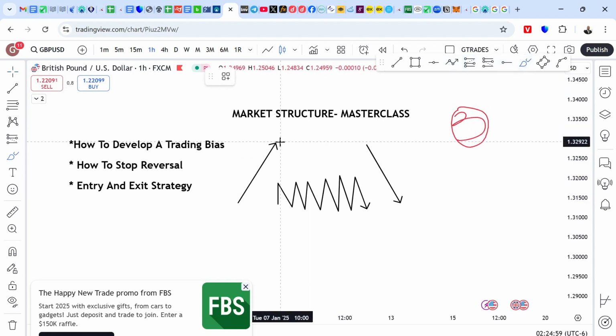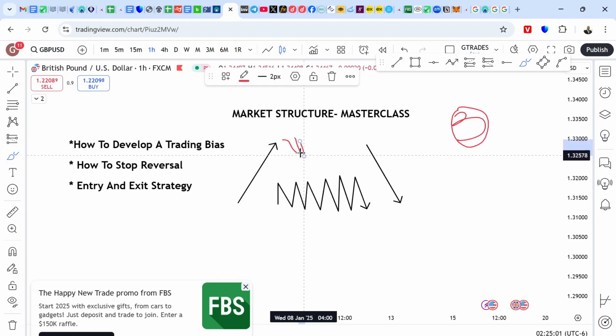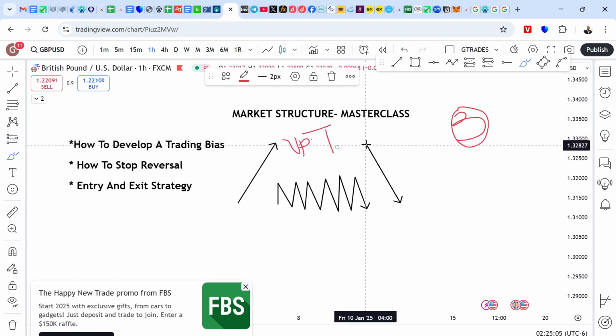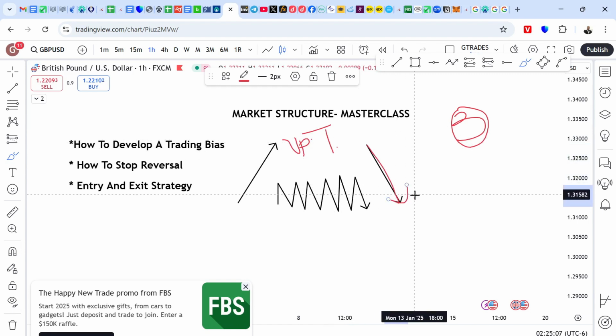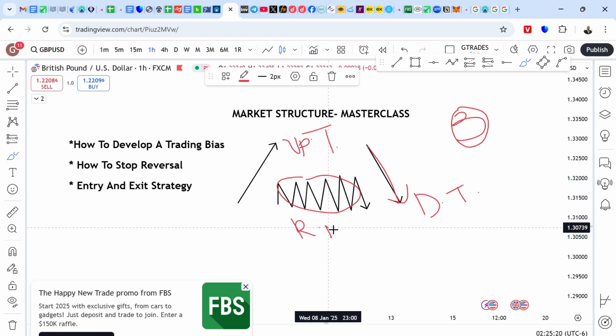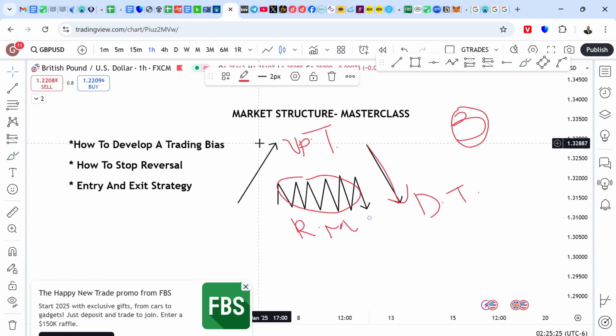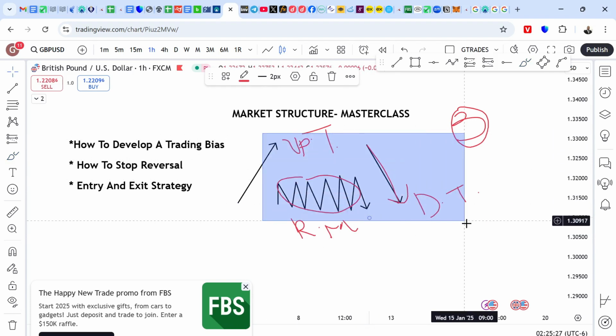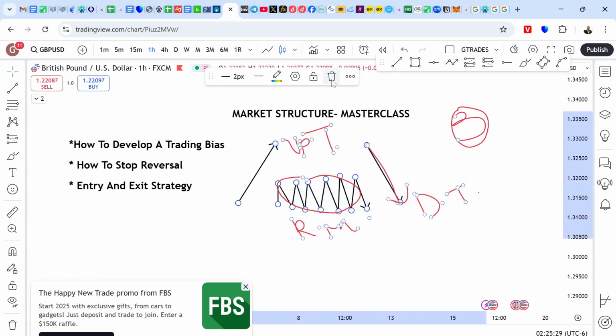Whenever you see price moving up, it means that we are in an uptrend. And if the price is coming down, it shows that we are in a downtrend. And if price is doing this type of movement, it shows that we are in a ranging market. This is a ranging market. Now, how then do you know that the price is in an uptrend? It is by examining the thing I want to tell you.